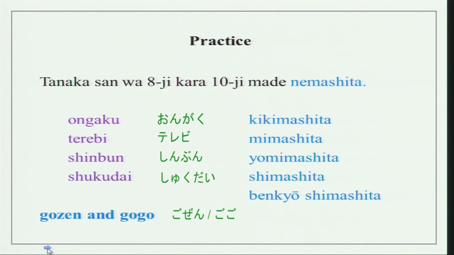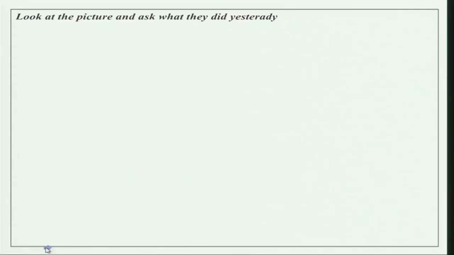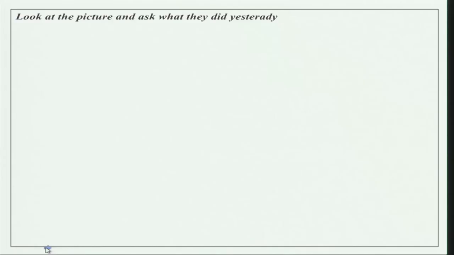Revise your verbs like this, learn your verbs like this, learn the new vocabulary, learn to use particle o, learn to use particles kara and made and verb in past form. Again, we are going to practice verbs in past form. So, over here there are a few pictures for you. Look at the pictures and ask what they did yesterday.